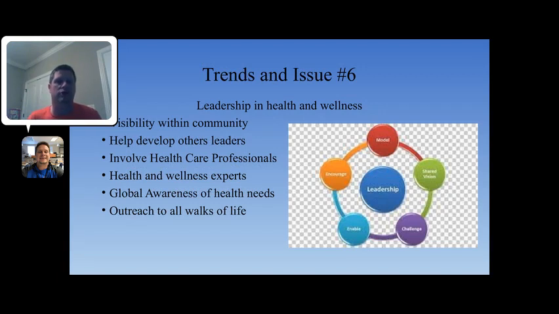Trends and issue number 6, leadership. Health and wellness is becoming a big field even more today. Visibility within the community. You must go and lead those around you and increase health literacy and help leaders develop so that they can spread more. So be a leader amongst leaders. That's not always easy. But at the same time, it is definitely important for the health and wellness community.